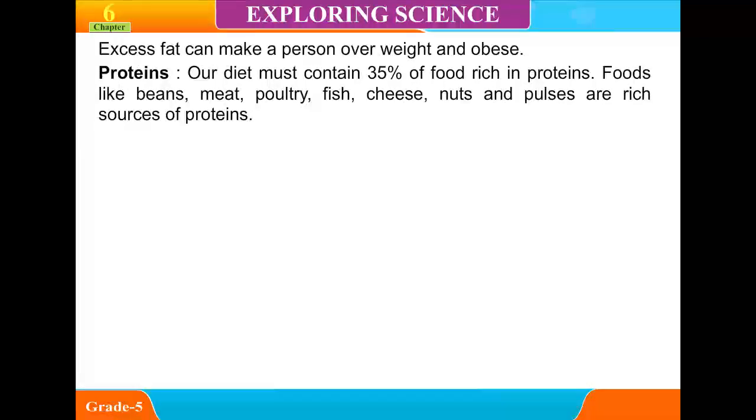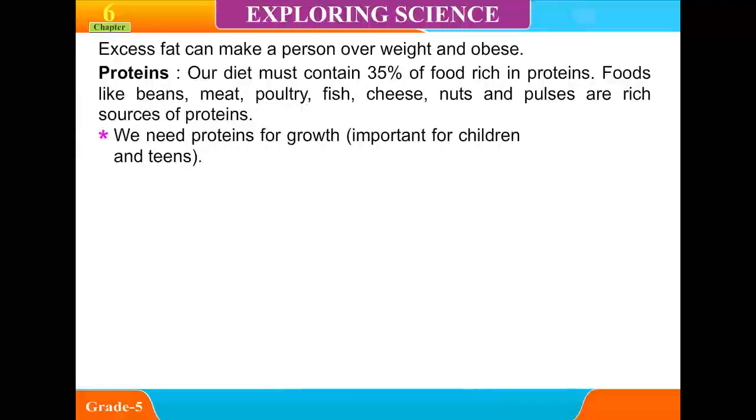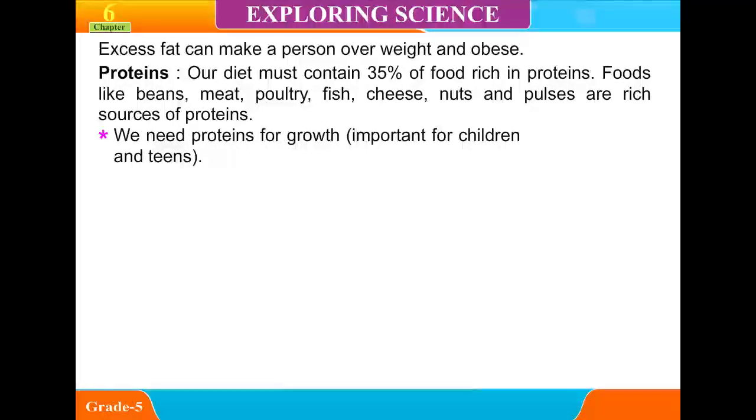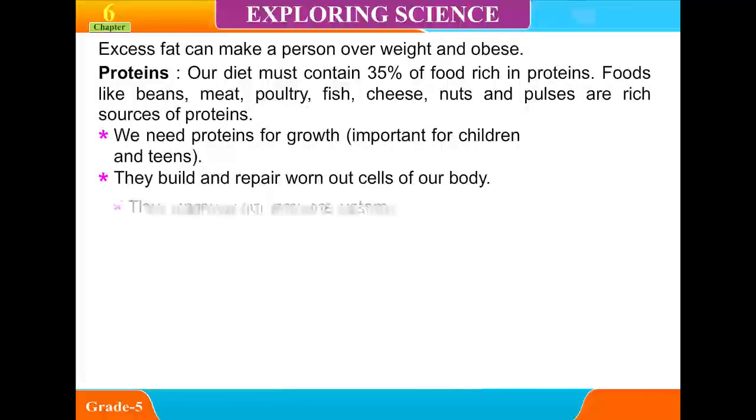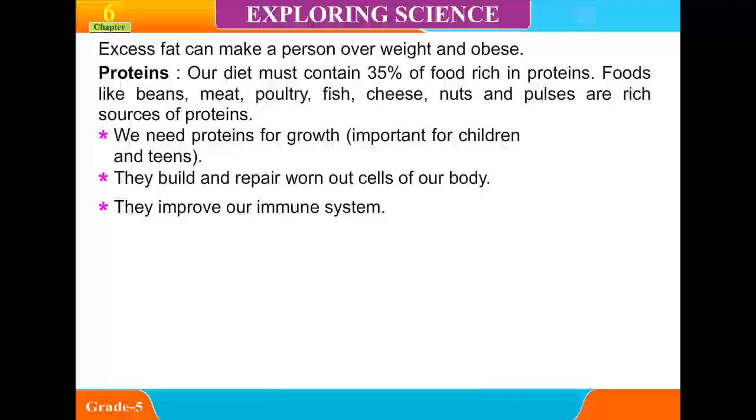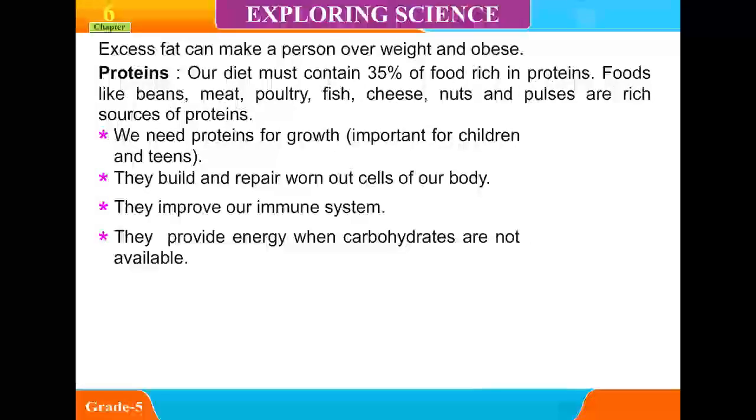Proteins. Our diet must contain 35% of food rich in proteins. Foods like beans, meat, poultry, fish, cheese, nuts, and pulses are rich sources of proteins. We need proteins for growth, important for children and teens. They build and repair worn-out cells of our body. They improve our immune system. They provide energy when carbohydrates are not available.